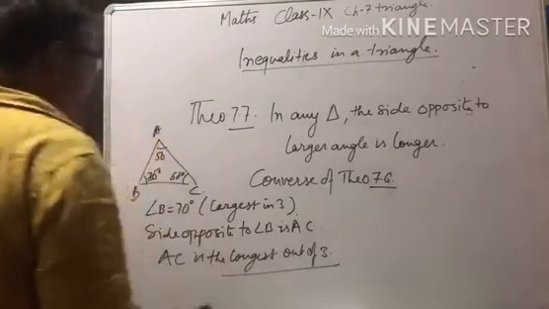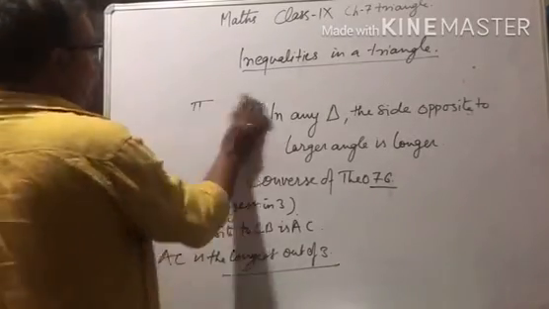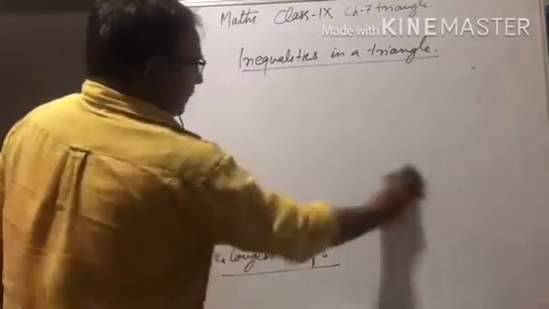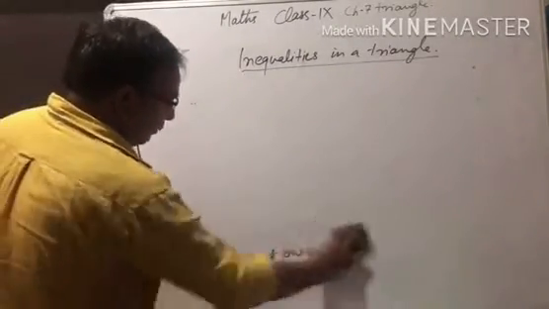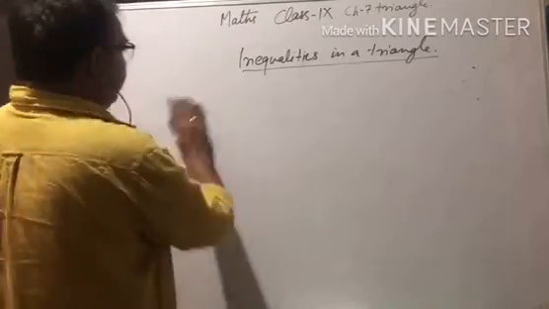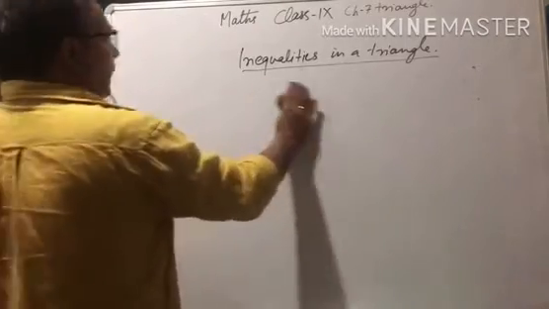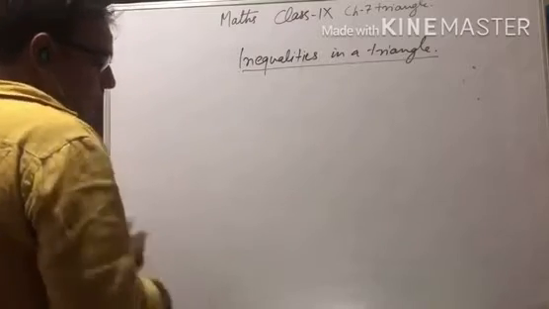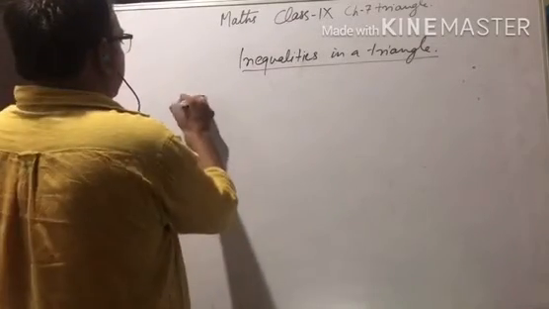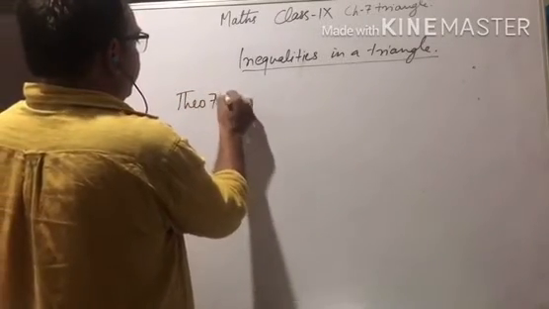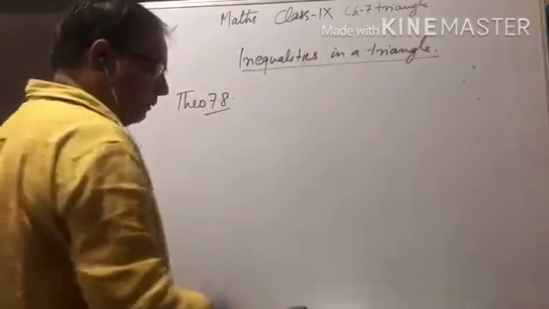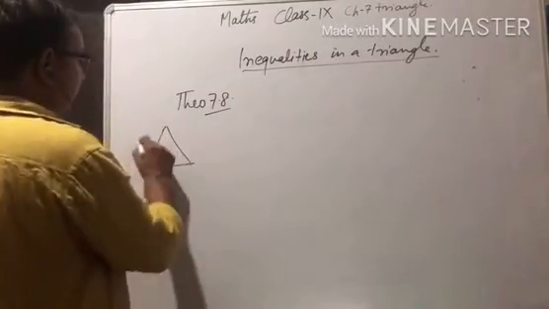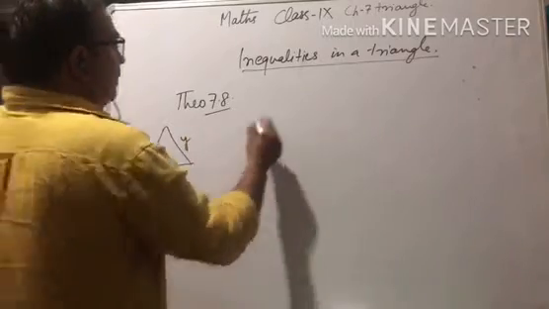Now one more theorem is related to this inequality. Then we will start exercise 7.4, and this week we will finish the chapter triangle. Now theorem 7.8. This is the triangle, suppose XYZ.